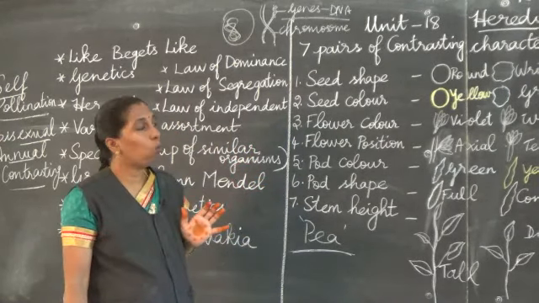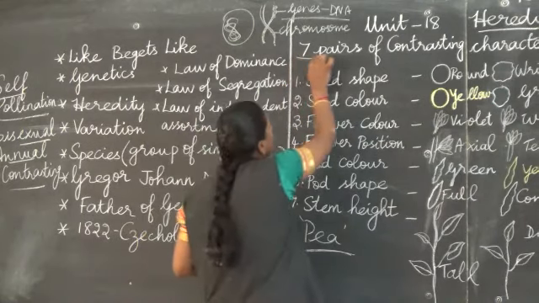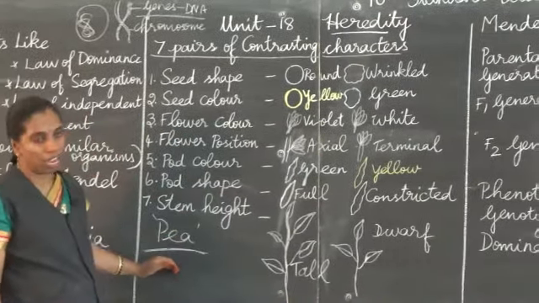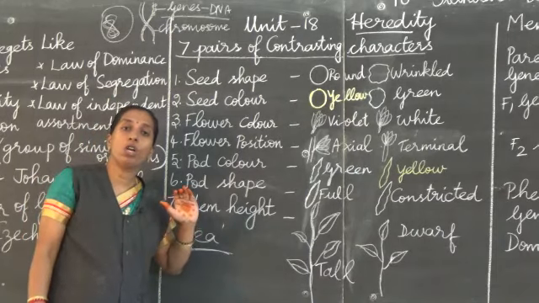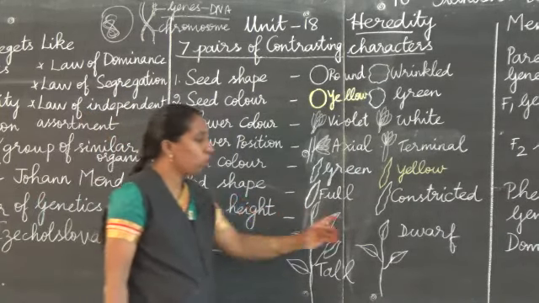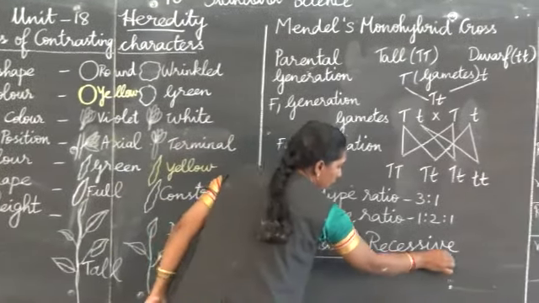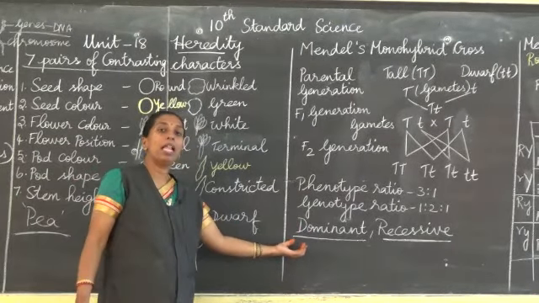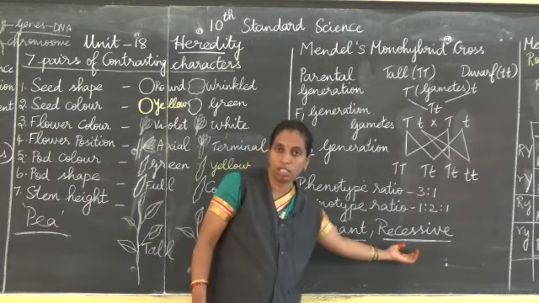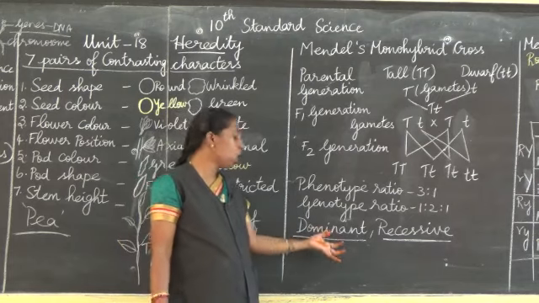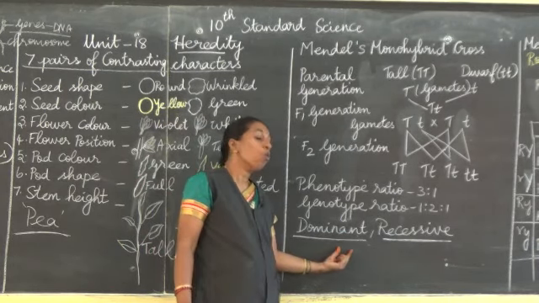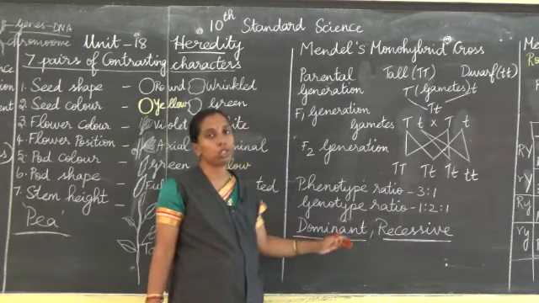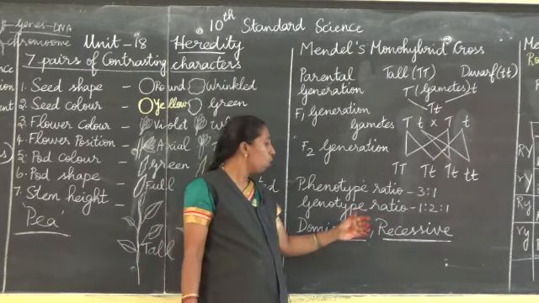So now we shall see what are the seven pairs of contrasting characters that was seen by Mendel in garden pea plant. Here, certain characters were dominant and certain characters were recessive. The character which is seen is called as dominant character, and the character which is not seen is called as recessive. Or the other way we can define: dominant means the character which masks the expression or hides the expression of the recessive one.